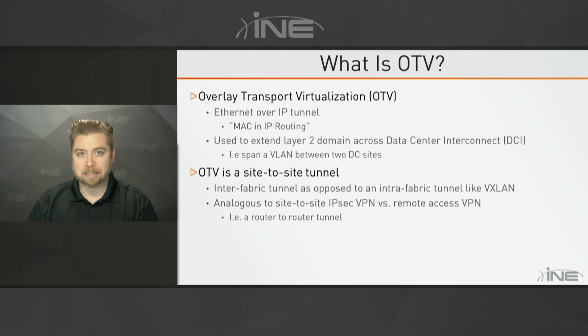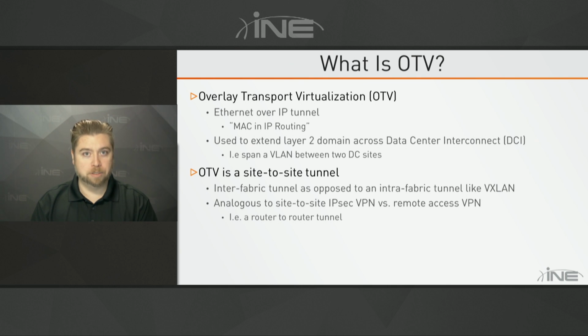Where something like VXLAN is generally going to be for your intra-fabric routing. Like I have host A that wants to get layer 2 reachability to host B. I don't care whether they're in the same data center or potentially if they're in different data centers, because that's going to be kind of a more dynamic host-to-host type application.